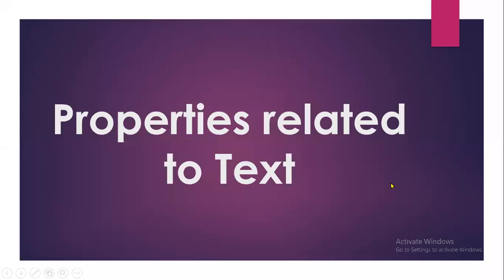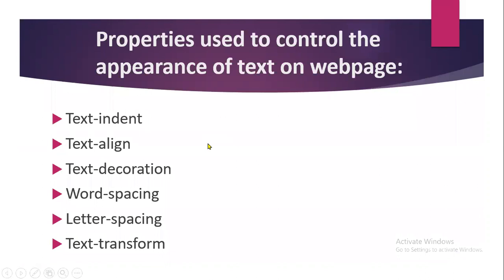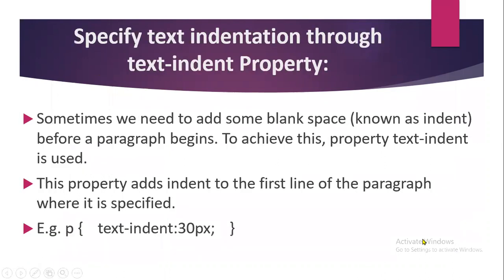Everyone, today we are going to study the properties related to text. What are the properties related to text? These are properties used to control the appearance of the text on the web page. We have the text indent property, text align property, text decoration property, word spacing property, letter spacing property, and text transform property.